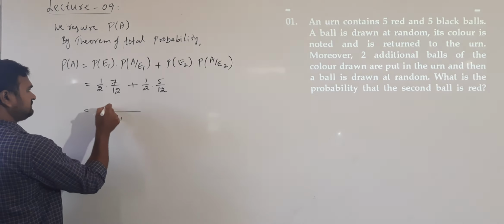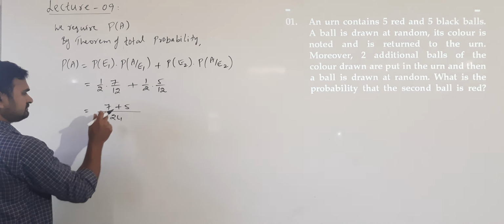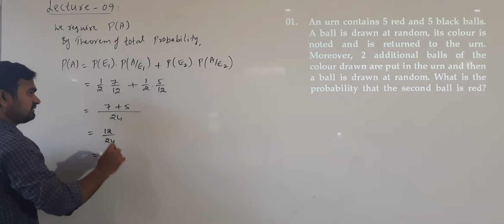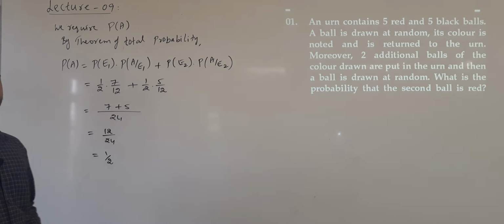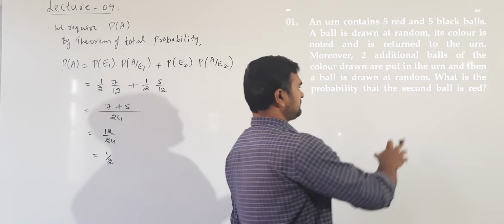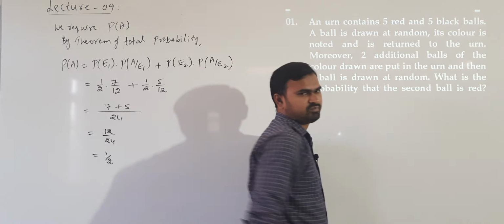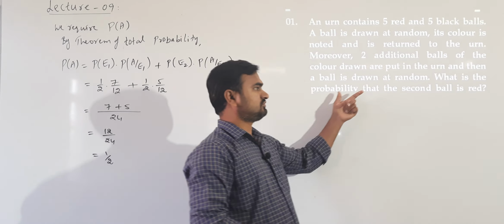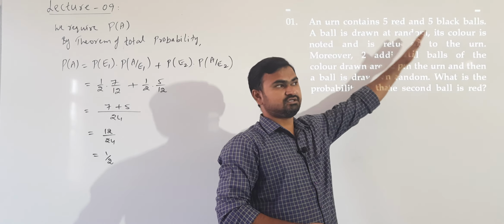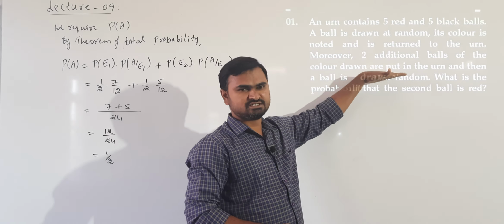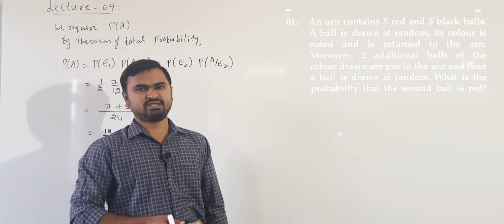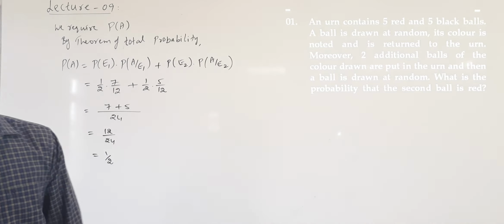So the LCM is 24, we get 7 plus 5, that is 12 by 24, which is 1 by 2. So the required probability here is 1 by 2, understand? From the problem it should be clear which formula we are applying. Here we are applying the theorem of total probability: the second ball may have occurred in two cases, either the first one is red or the first one is black, and still we can get the second one as red. So in the two cases we are finding the total probability of A here, understand? Let's see the next question.